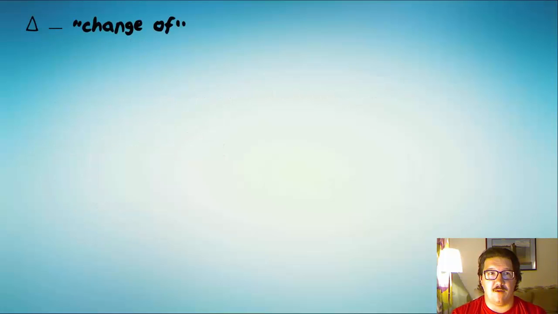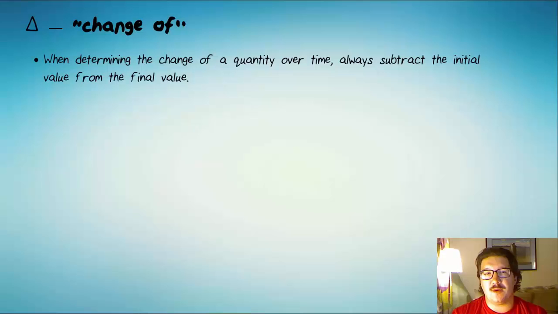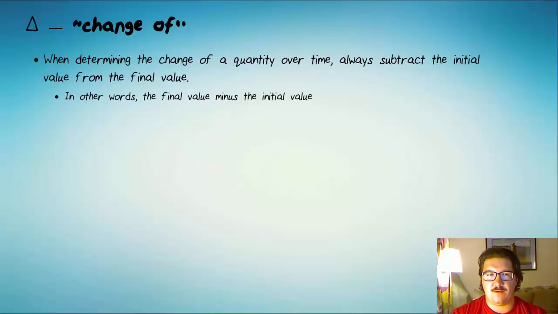I'd like to talk about delta for a moment. I know you've seen it before, I know that you know it means change of, but it's important to make sure we know how to calculate it precisely. So when determining the change of a quantity over time, we always subtract the initial value from the final value. In other words, you take the final value minus the initial value. Like this, delta x equals xf minus xi, final minus initial.